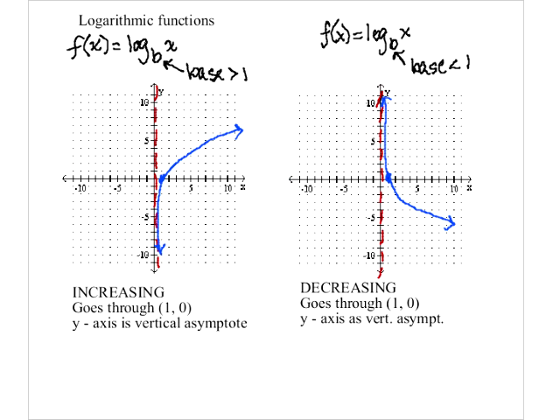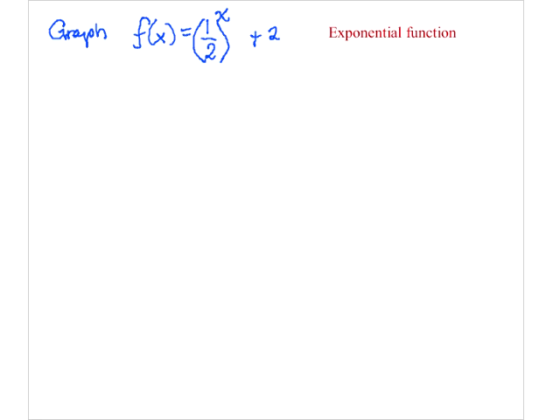Let's graph f of x is (1/2) to the x plus 2. And I'll go ahead and put that 1/2 in parentheses. Okay. Now, the first thing you should notice is that this is an exponential function. Okay, and the reason it's an exponential function is because the variable is in the exponent.